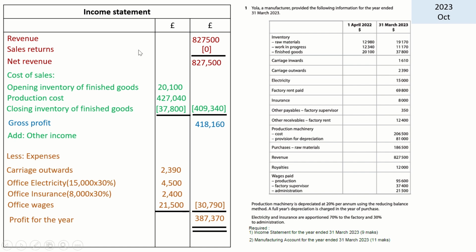Now, we had prepared a manufacturing account. We found the production cost. From there, we transfer the production cost to the income statement and we complete the income statement, finding the gross profit followed by the profit for the year.